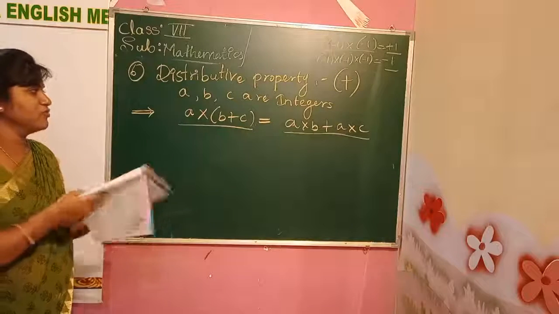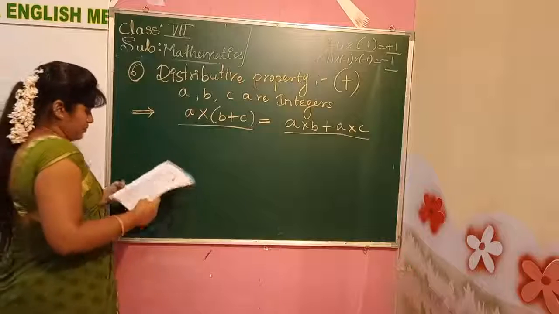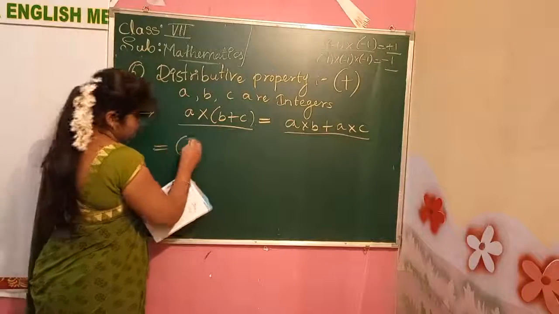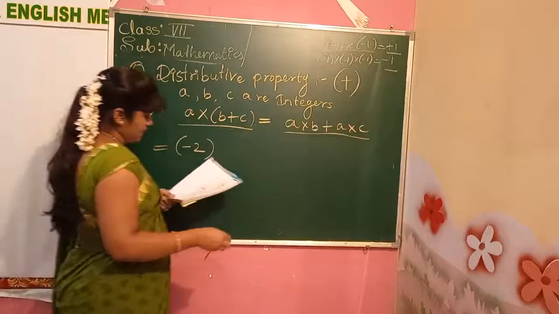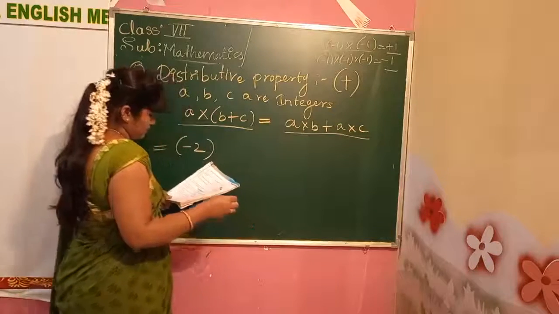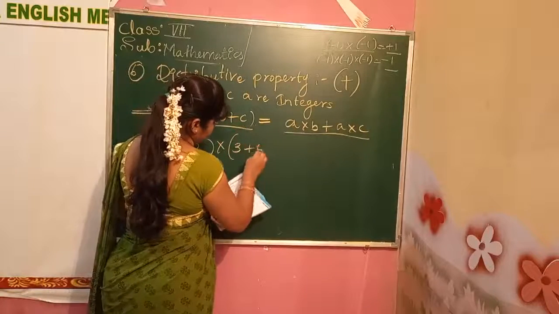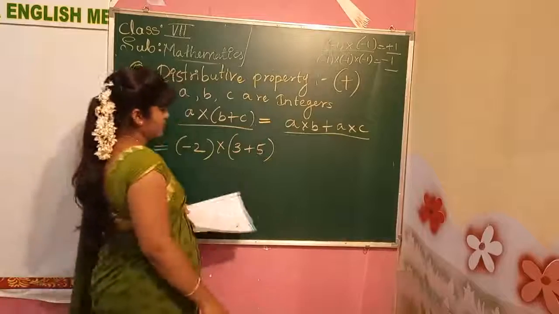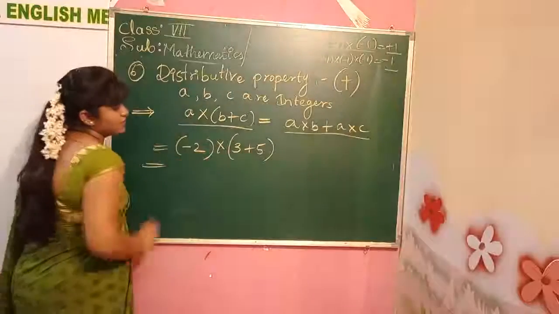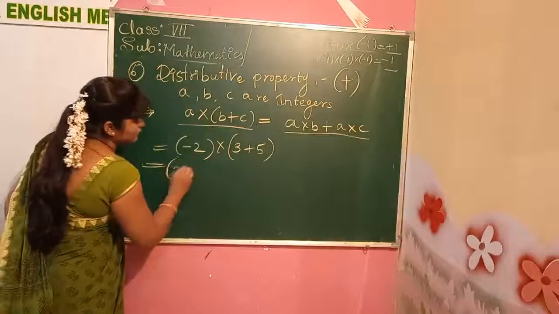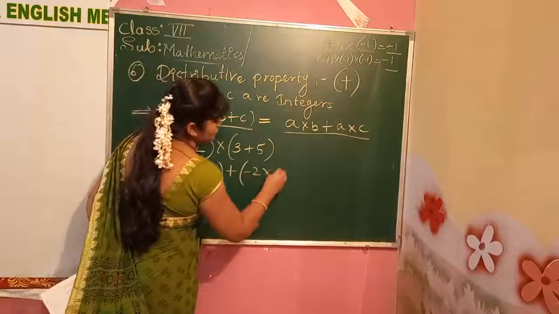We will solve one problem for you now. -2 into 3 plus 5. This is the question. What we have to do now? We have to multiply with this. -2 into 3 plus -2 into 5.